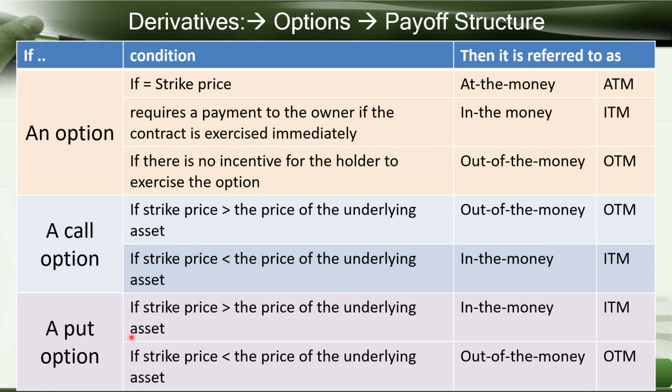Similarly, for the put option, if the strike price is greater than the price of the underlying asset, nobody will lose that choice. It is in the money, because the strike price is better than what is in the market. If the strike price is less than the price of the underlying asset, it is out of the money, so you need not exercise that option.